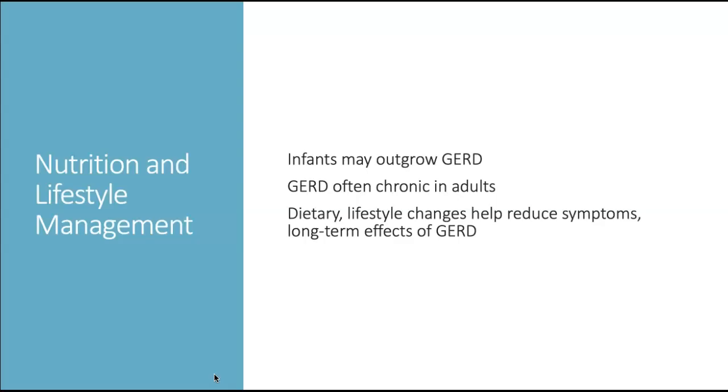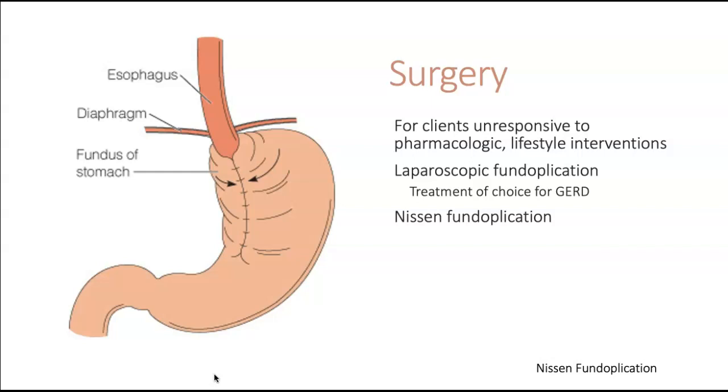Nutrition and lifestyle management. Again, most infants outgrow GERD. It's kind of not the disease because typically it's not quite a chronic disease for infants. But for adults, again, it's often chronic. Some dietary and lifestyle changes may help reduce symptoms: if they can lose weight, eat smaller meals, and elevate the head of the bed. These help prevent some of the long-term effects of GERD, including Barrett's esophagus, which may lead to cancer.